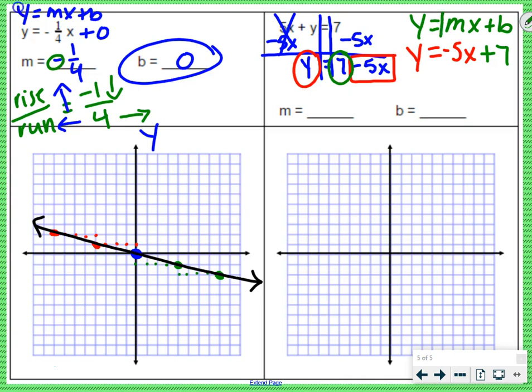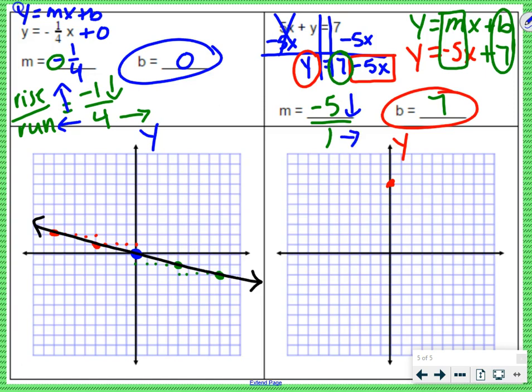Now we can identify our m and our b. Our m is negative 5. Our b is 7. Plot your y-intercept first on the y-axis, so we count up 7. 1, 2, 3, 4, 5, 6, 7, right there. There's our y-intercept. And then we use our slope, negative 5 over 1. Remember, we add that over 1 if there's no number on the bottom. Negative 5 means we're going to go down. Positive 1 means we're going to go right 1. Count down 5, right 1. Down 5, right 1. Down 5, right 1. That's all the space that we have. So we connect those points with our line, and we are good to go.